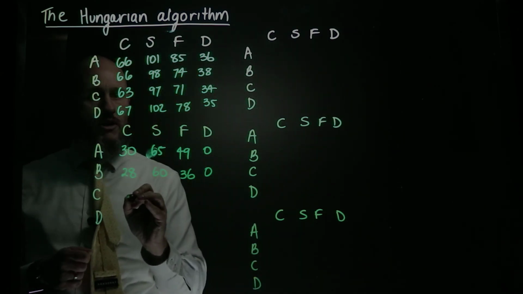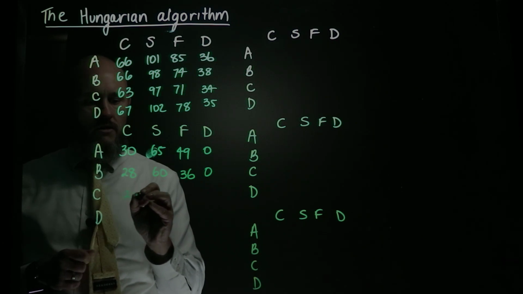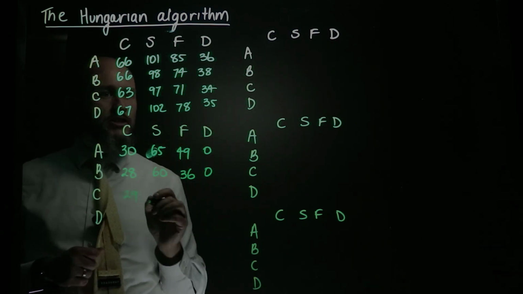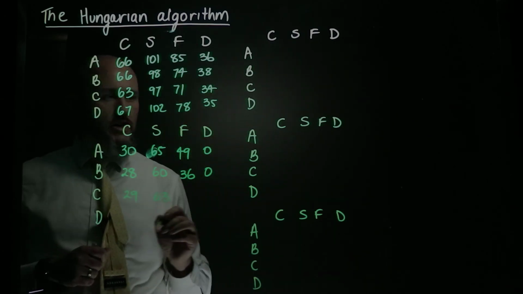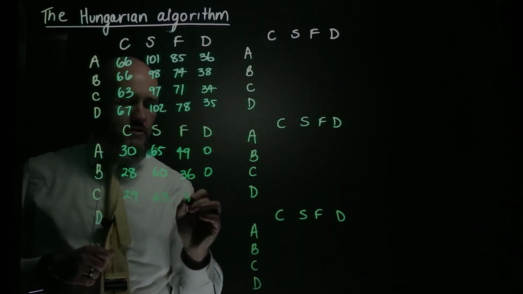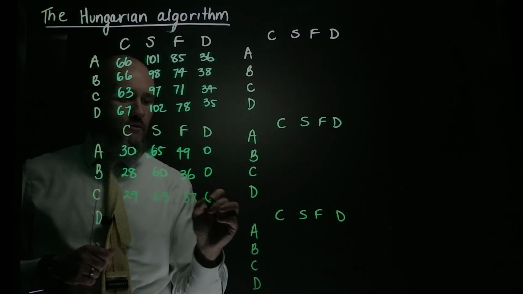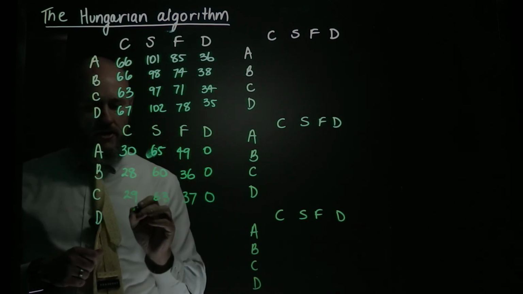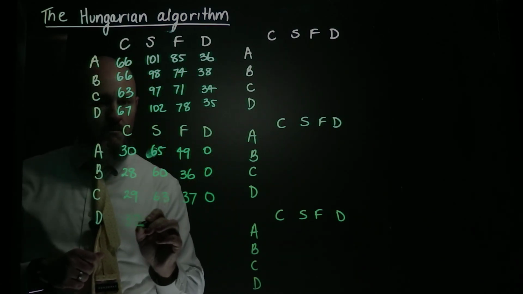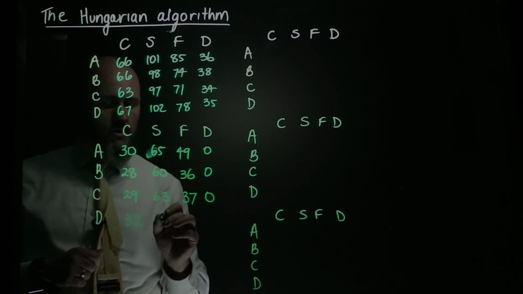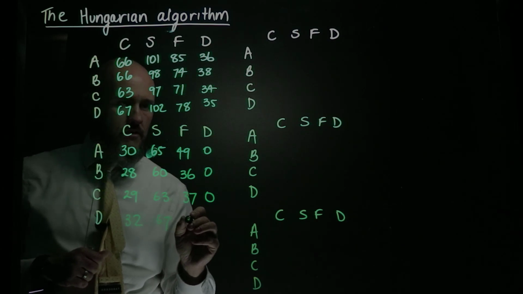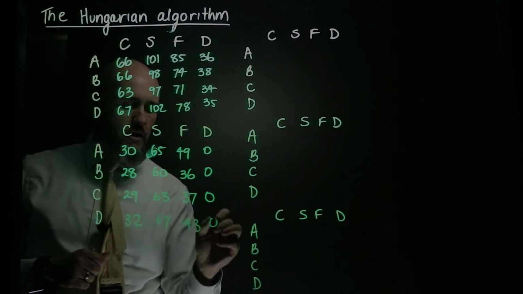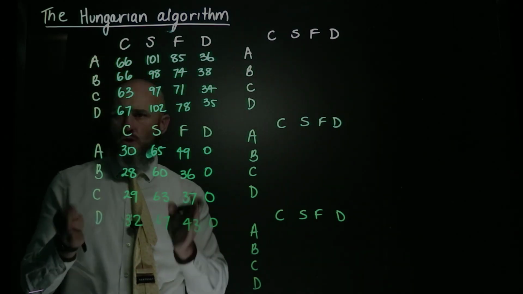And then 34 from these. 34 from 63 is 29, 34 from 97 is 63, 34 from 71 is 41, 37, and then 34 from 34 is 0. And then 35 from each of these, that's 32, 35 from 102 is 97, 67, 35 from 78 is 43, and 0. So there's our first one with the row reduction.